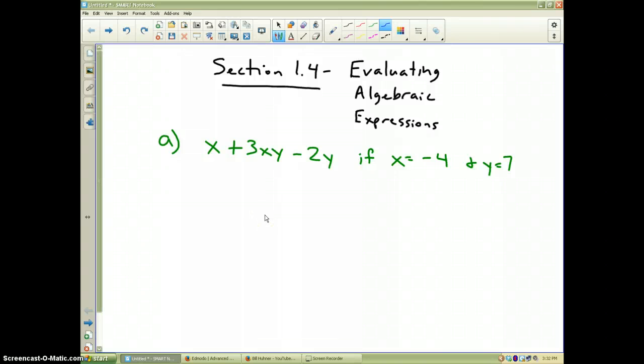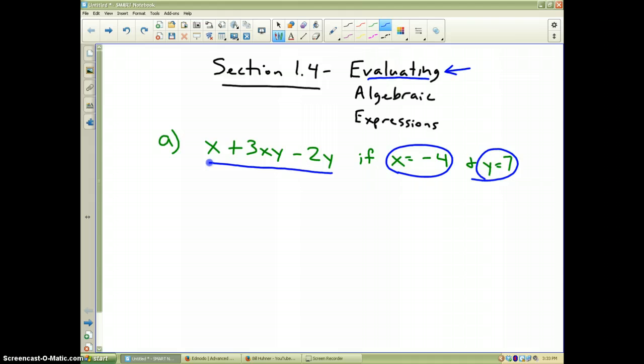Today we're going to start section 1.4, which deals with algebraic expressions. An example of an algebraic expression is a math statement using numbers, letters, and math symbols, such as I have here in problem A, x plus 3xy minus 2y. And the topic for example number 1 is evaluating algebraic expressions. That means by substituting in given values, what is the answer to the problem?